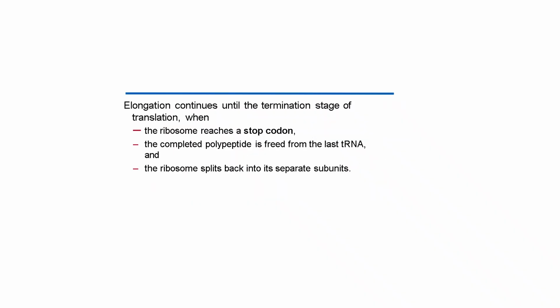Elongation continues until a stop codon is encountered. At this point, no tRNA matches the codon, and release factors bind instead. The completed polypeptide is released, and the ribosome disassembles, freeing its subunits for reuse.